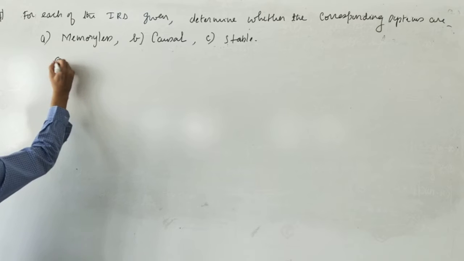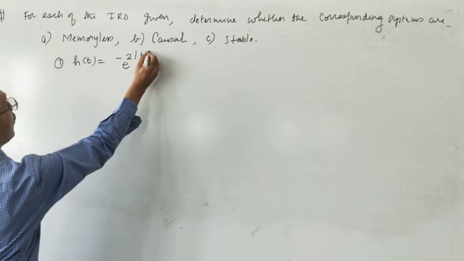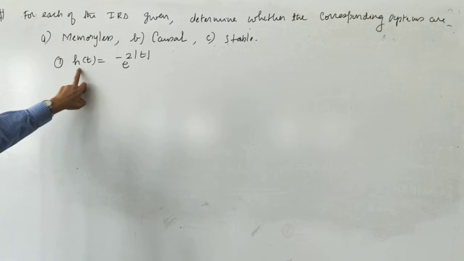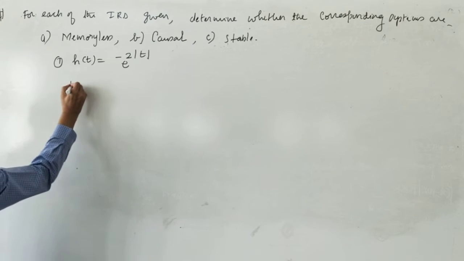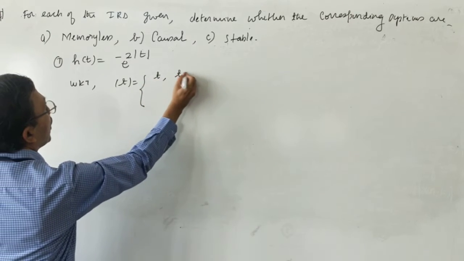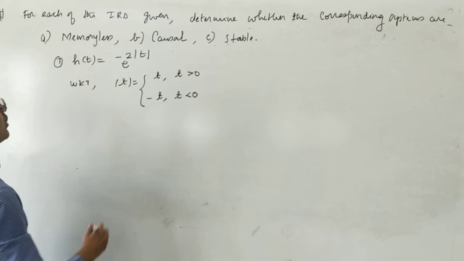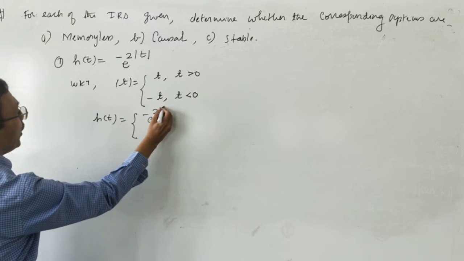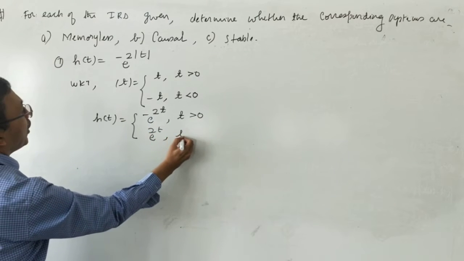First problem, h of t is equal to e to the power minus 2 into modulus of t. We have to check whether the system described by this h of t has memory, causal, stable, etc. We know that mod t is equal to t for t greater than 0, mod t equals minus t for t less than 0, which means h of t equals e to the power minus 2t for t greater than 0, e to the power plus 2t for t less than 0.